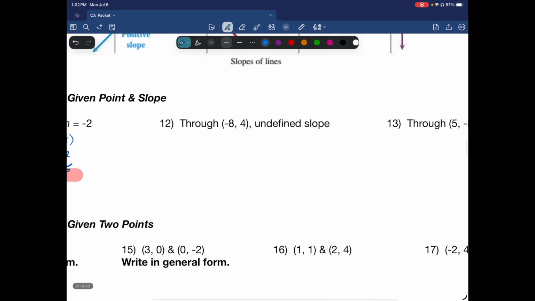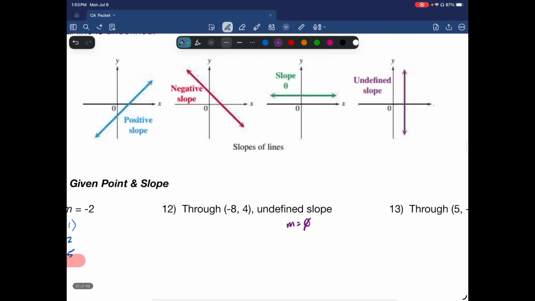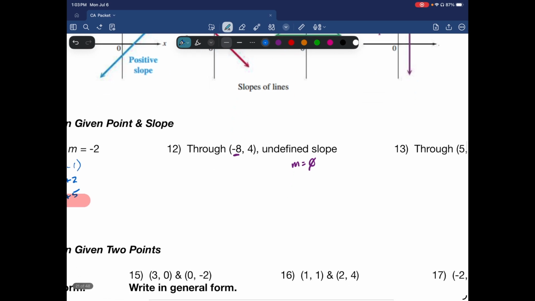All right. We have an undefined slope. Well, this is tricky because undefined slope looks like this. All right, and we've already talked about if the slope is undefined, then it's a vertical line. And a vertical line has an equation of x equals some number. So I look at my point, and it's -8, 4. -8 is my x. And so my equation is simply going to be x equals -8.